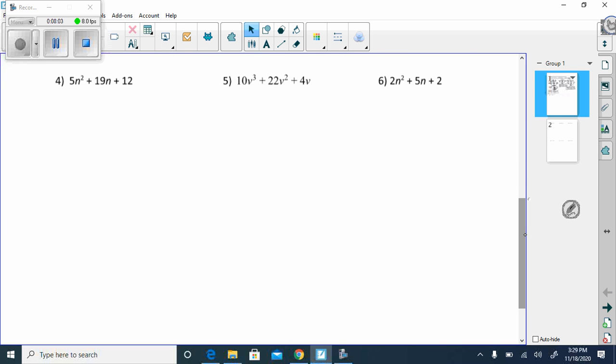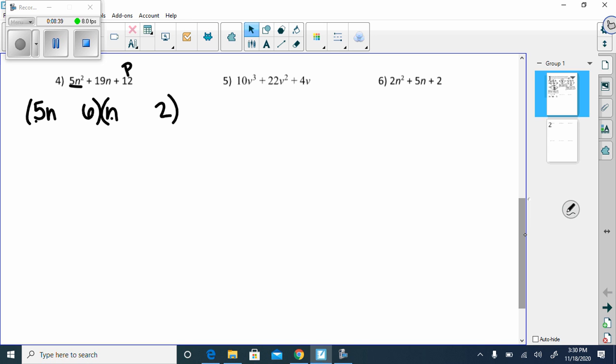Okay, let's try another one. Number 4. So there is no GCF for me to factor out, so I go ahead and make my two sets of parentheses. Whatever I put here and here has to multiply to give me 5n squared, so it must be 5n and n. I then look at my product, and it's 12. So I'm thinking, what multiplies to give me 12? Maybe 6 and 2. So I'm going to plug those in here.